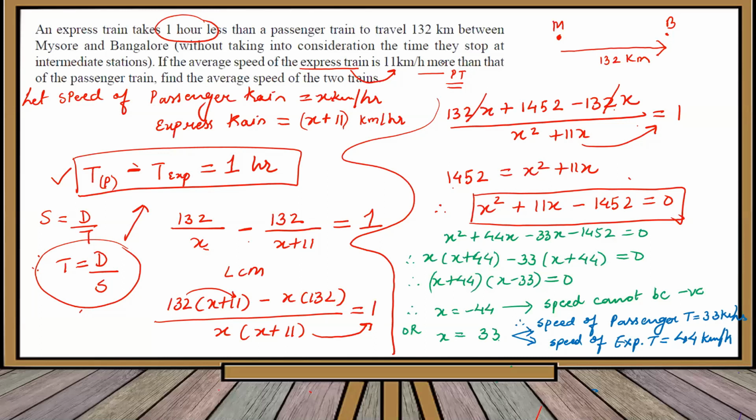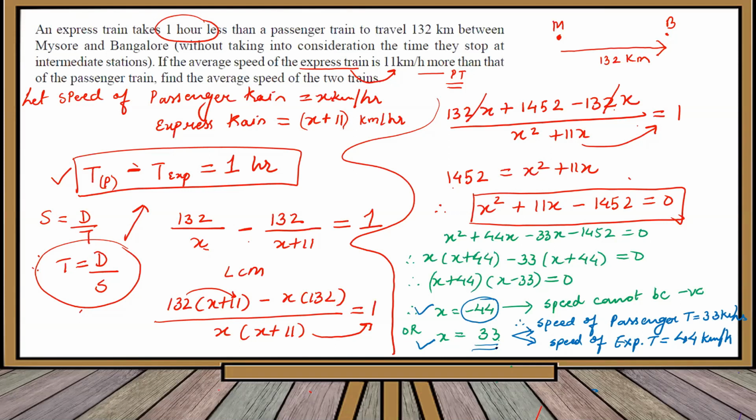So after solving this quadratic, we can split this 11 into 44x minus 33x, which will give us 44 into 33 gives us 1452. So the cofactors that we get is x plus 44 into x minus 33. Hence, x is equal to either minus 44 or x is equal to 33. We know what is x. X is speed of the train, so that's why x cannot be negative. So we will negate this minus 44, and therefore x is equal to 33.